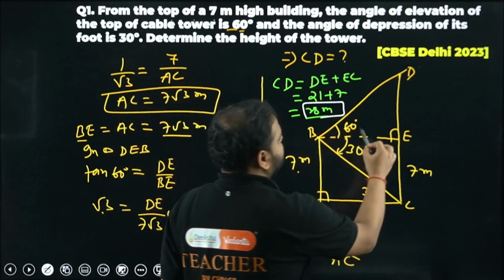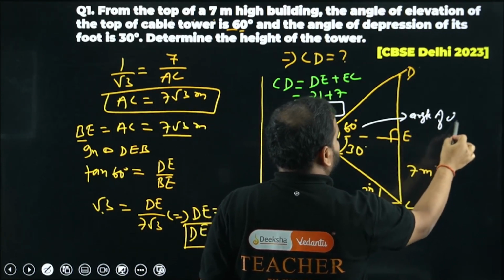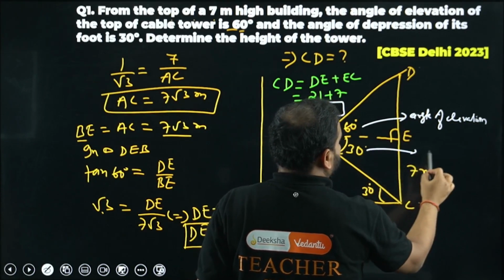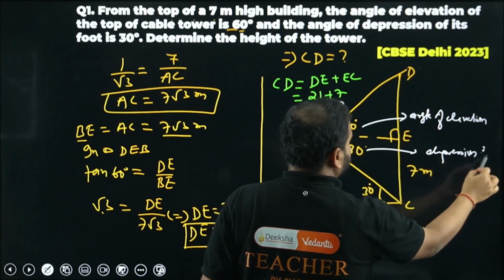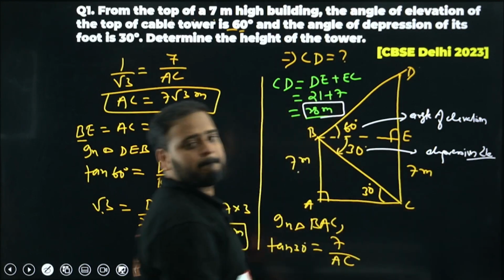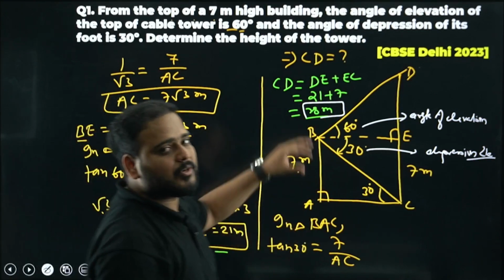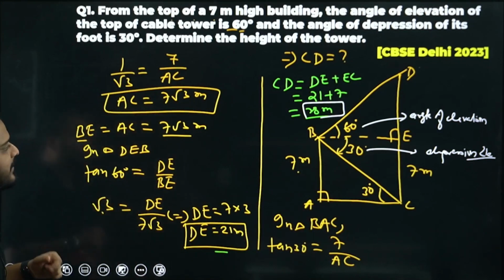This is the angle of elevation, and this is the depression angle, 30 degrees. Got it? That's why this question was very important, because it explains everything that I taught you in the previous slide. I hope this is clear.